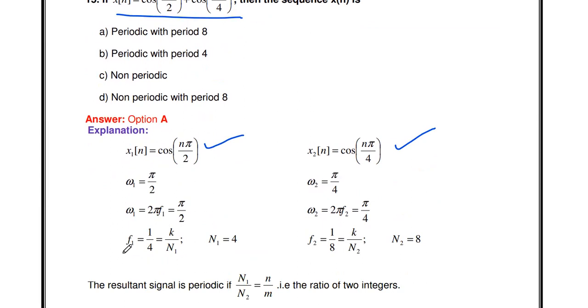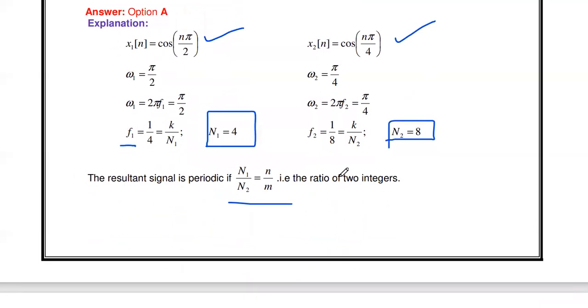What is capital N1? We can represent f as the ratio of k by n1. So from that, what is the omega 1 part? Pi by 2. So from that, omega 1 can be written as 2 pi f1 equal to pi by 2. So pi cancels, so f1 equal to 1 by 4. So from that, the capital N1 value is 4. Similarly, x2 of n is cos n pi by 4. From that, you equate and we have to find out the value of n2. So n1 is 4, n2 is 8.